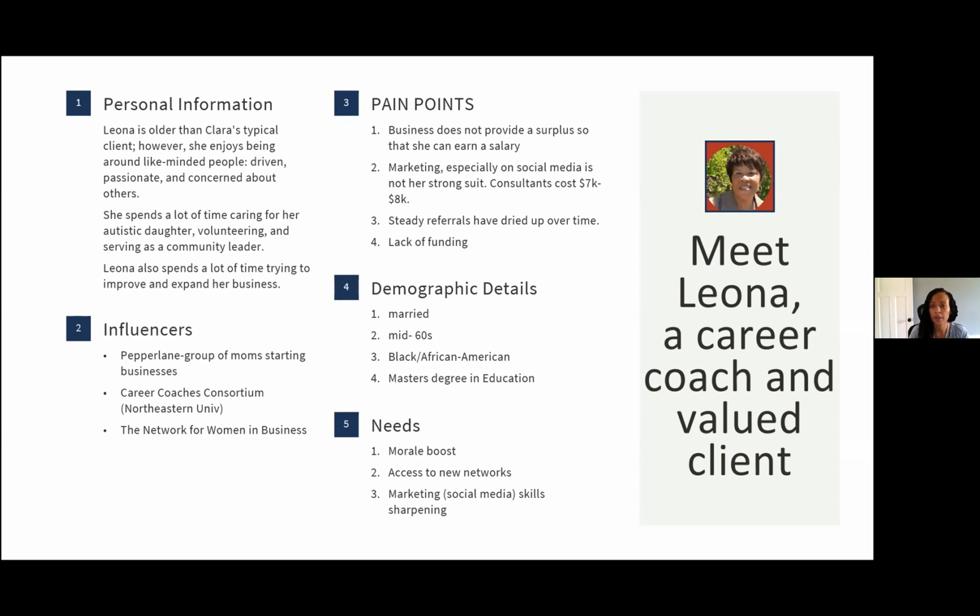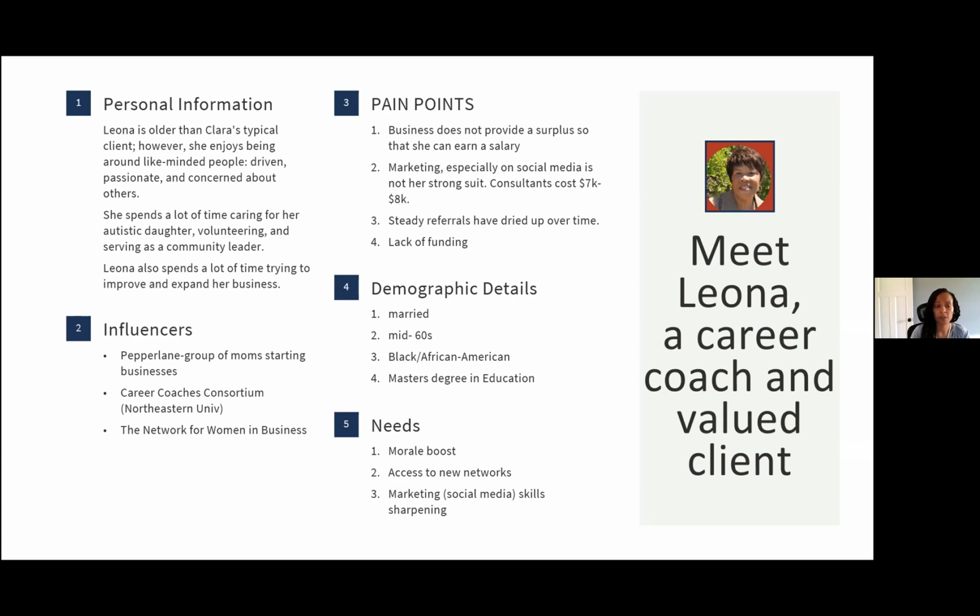Some of the pain points that she has experienced running her business is that she's really trying to boost the revenue so that she can earn a surplus. Secondly, she knows that social marketing is really important, but it's not her strong suit. She's reached out to consultants, and they are estimating $7,000 to $8,000 for providing this service to her. Another thing is some of the referrals that she first got have dried up over time. And lastly, lack of funding.